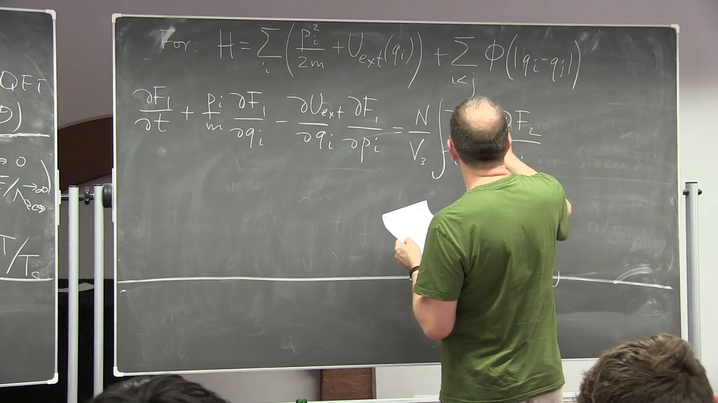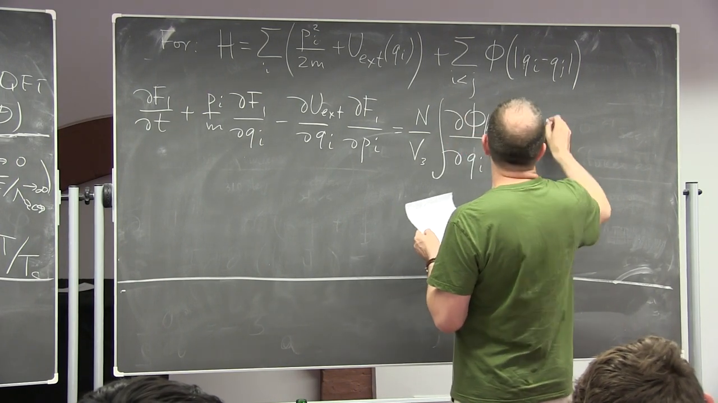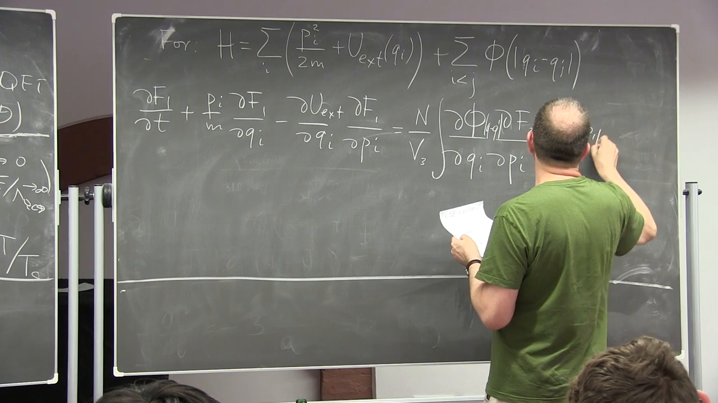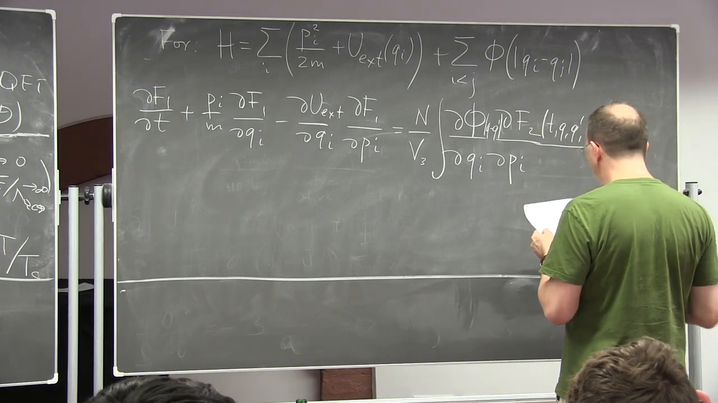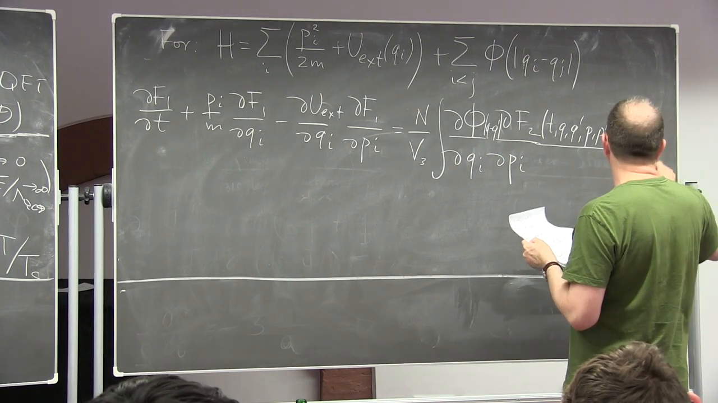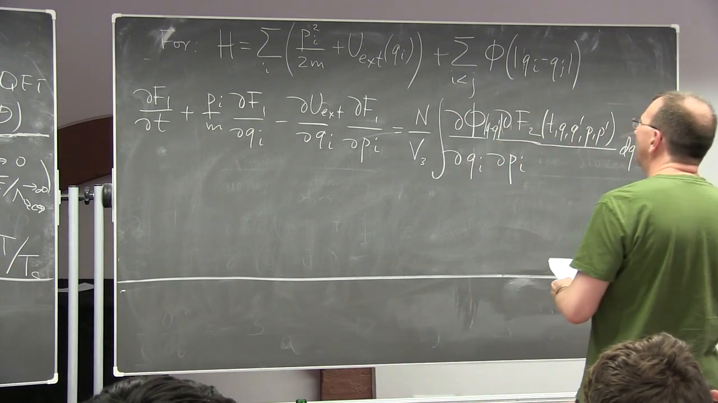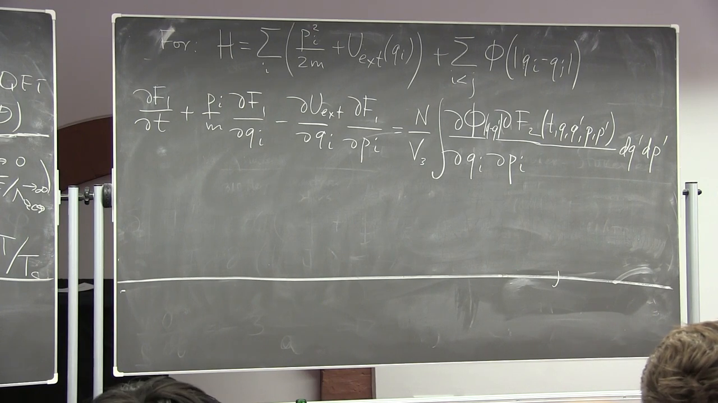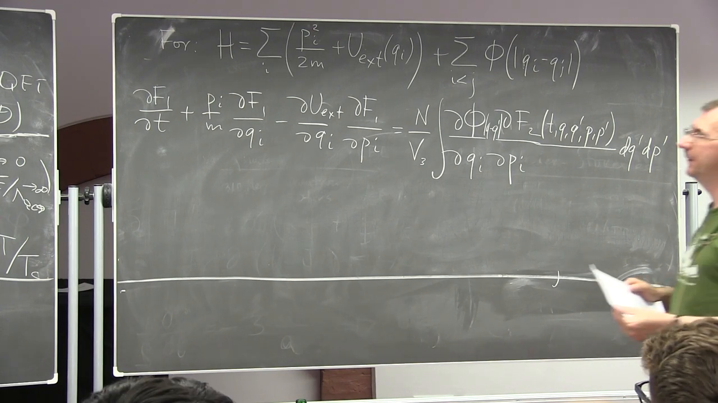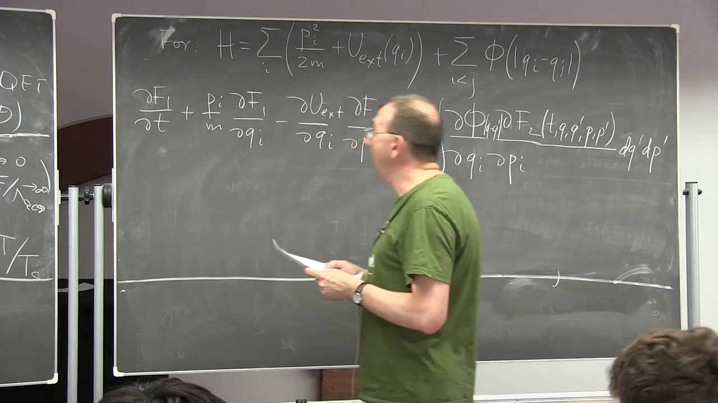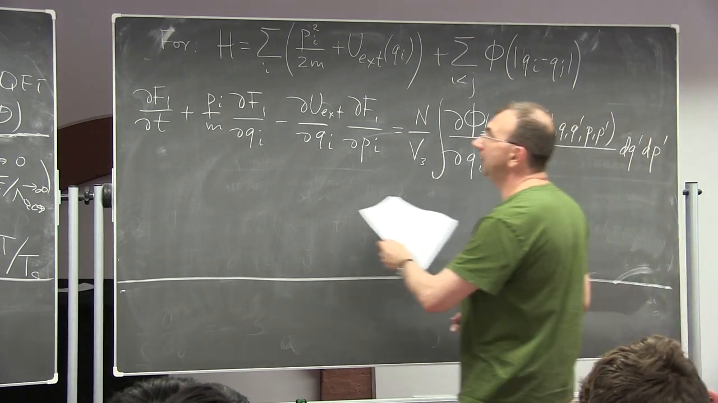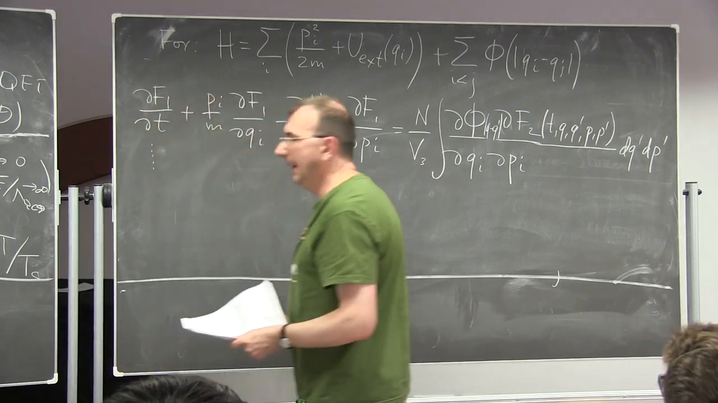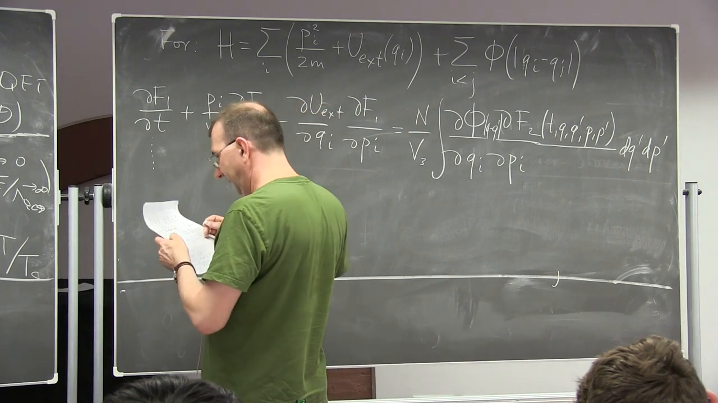Now, this potential depends on q minus q prime, all right? And here f2 is a function of t, q, q prime, p, and p prime, as it should be. And the whole thing is integrated over dq prime, dp prime. So to get this equation, all you need is written on this board: the definition of F2, and then the Liouville equation or Hamilton's equation. Fine. So you can proceed. You took the equation for F1, but you can do the same for F2, F3, and so on.